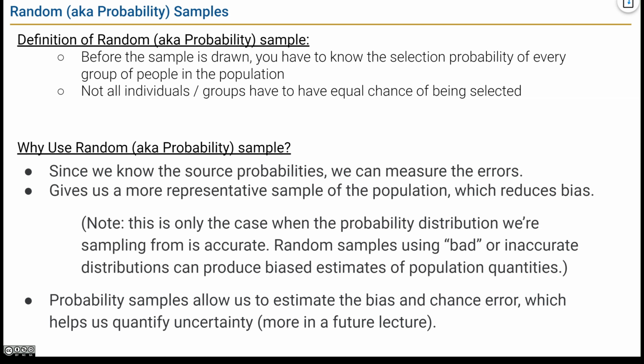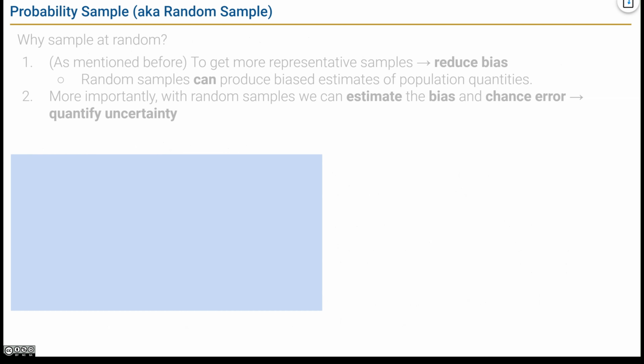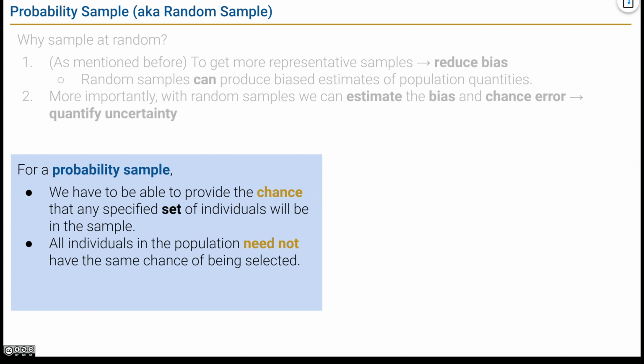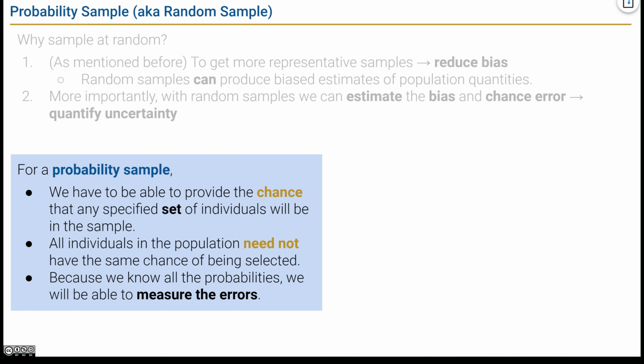Probability samples allow us to estimate the bias and the chance error, which is going to help us quantify the uncertainty in our estimates. We're going to look at this much more when we visit confidence intervals in a future lesson. Okay, so for a probability sample, you have to be able to provide the chance that any specified set will be in the sample. However, it's not the case that all elements in the population have to have the same chance of being selected. The upside is because you know all the probabilities, then you're able to actually measure the errors.